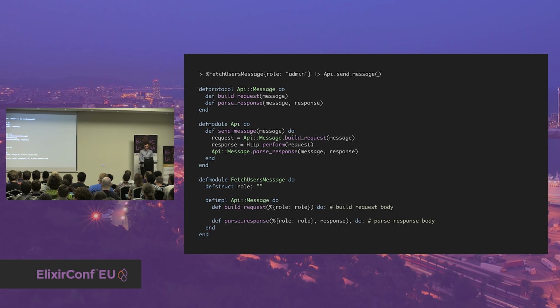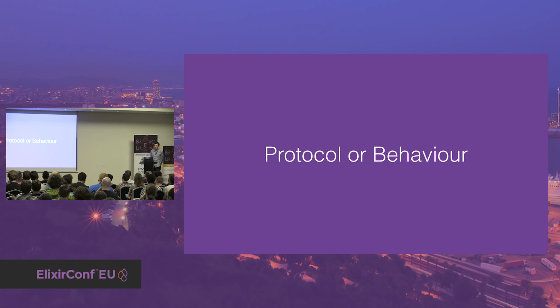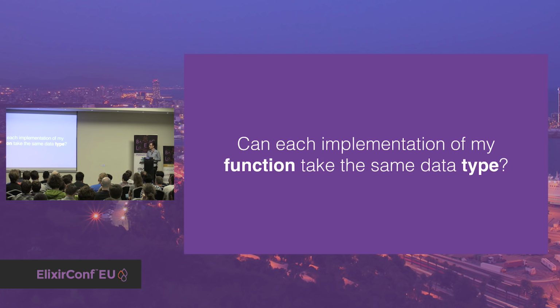All right. So the last few things that I want to talk about. This is a question that I often see on forums: should I use a protocol or should I use a behavior? The question that I've learned to ask myself is, can each implementation of my function take the same data type? If the answer is yes, I can distill this problem down into a single data type. Then I might choose a behavior over a protocol, because a protocol is specific to different data being passed to my functions. So let's look at an example where you might want to use a behavior instead of a protocol.